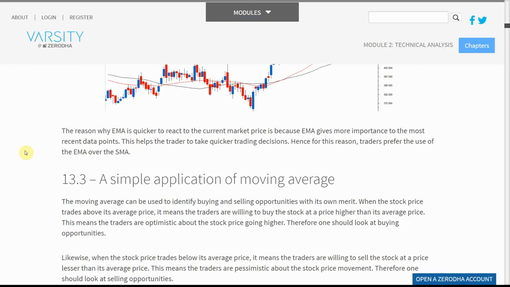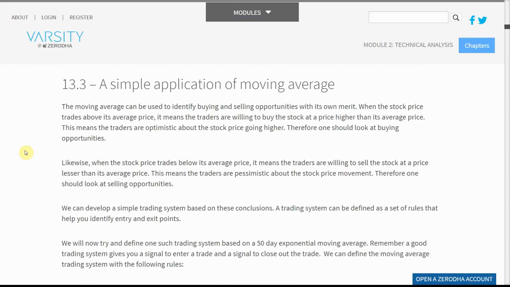The moving average can be used to identify buying and selling opportunities on its own merit. When the stock price trades above its average price, it means the traders are willing to buy the stock at a price higher than its average price. This means the traders are optimistic about the stock price going higher. Therefore, one should look at buying opportunities. Likewise, when the stock price trades below its average price, it means the traders are willing to sell the stock at a price lesser than its average price. This means the traders are pessimistic about the stock price movement. Therefore, one should look at selling opportunities.